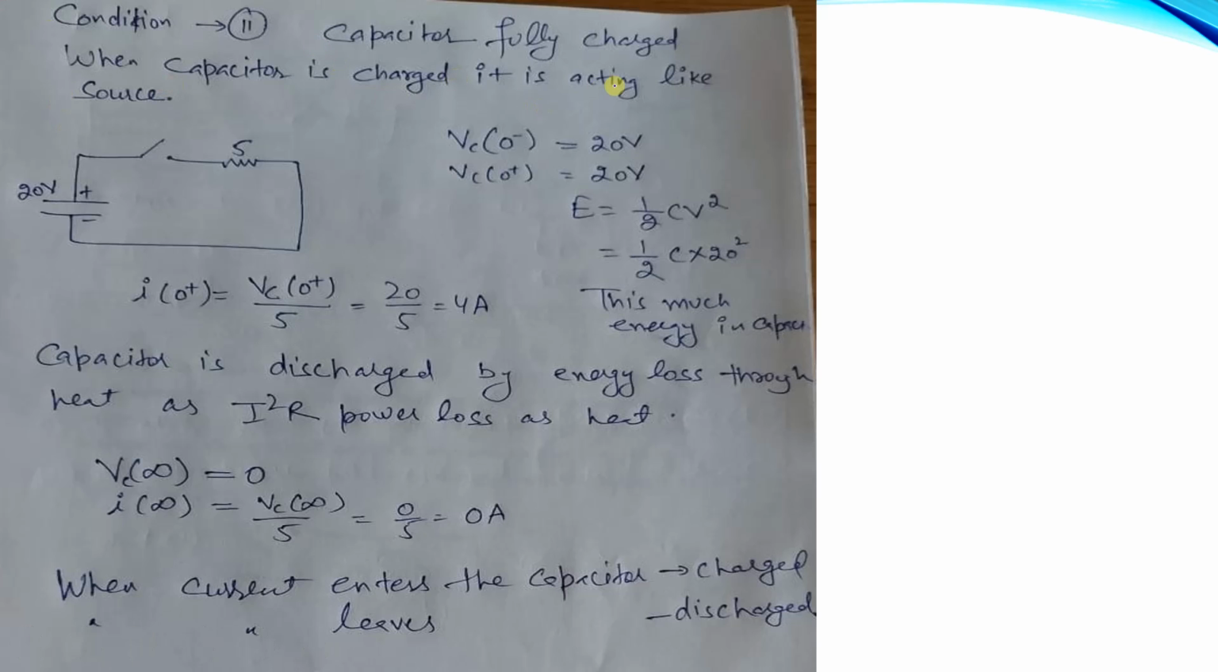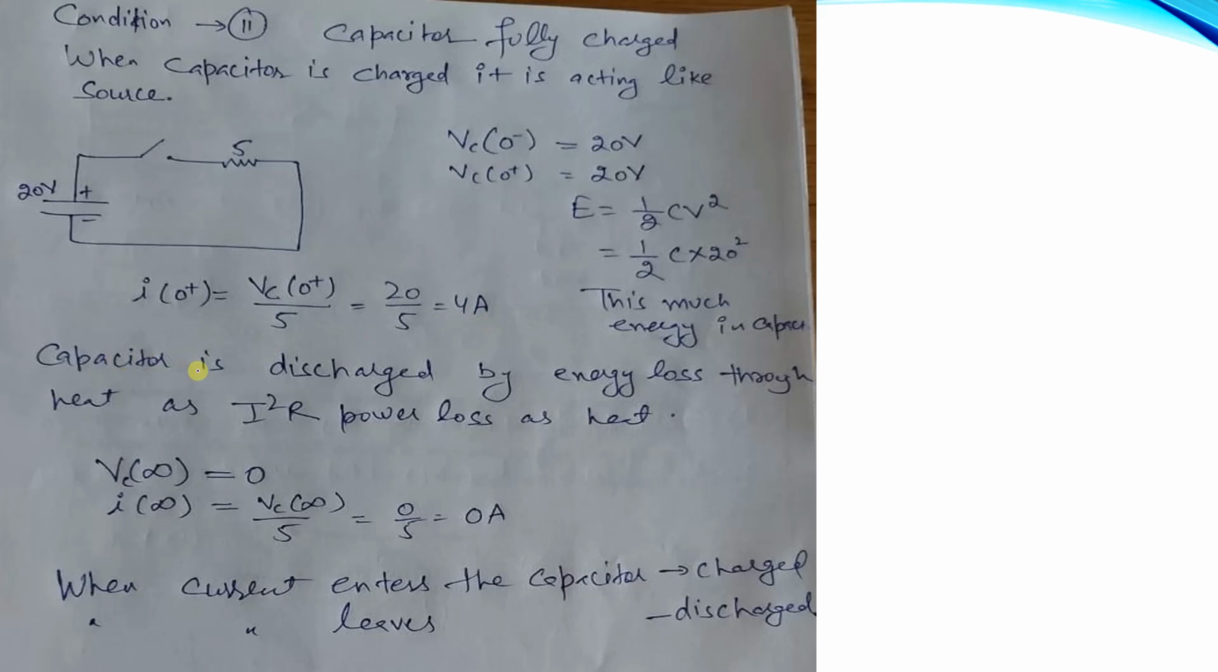When capacitor is fully charged it is acting like a source. Source means whatever the voltage across the capacitor is considered as the source voltage. So the capacitor is charged by a Vs of 20 volts. So Vc at 0 minus, means Vc just before, is equals to 20 volt, and Vc at 0 plus is 20 volt, because it will not release its voltage, it keeps its voltage the same for some time. So I at 0 plus is equals to Vc upon 5, and Vc is our 20, so 20 upon 5 is equals to 4.